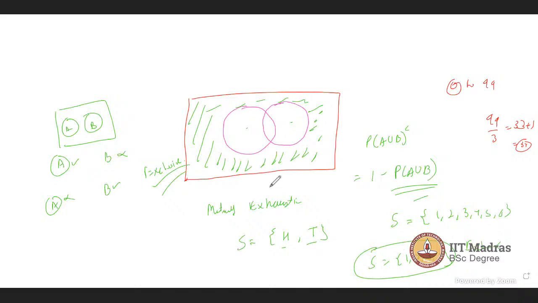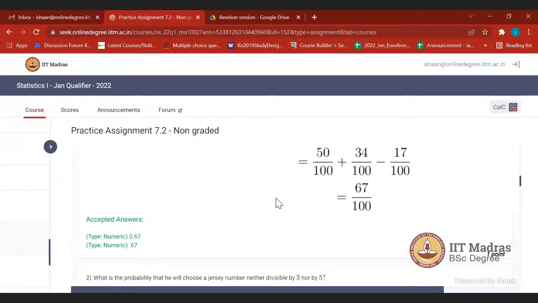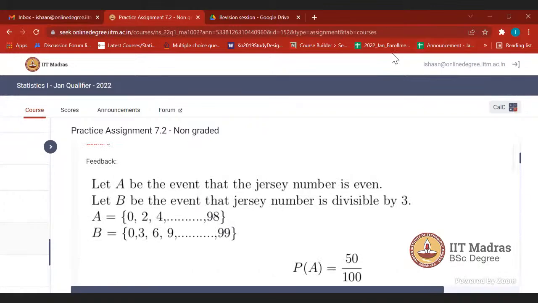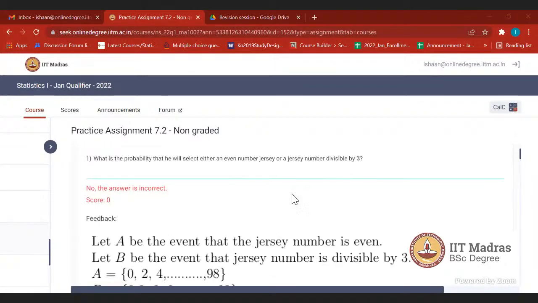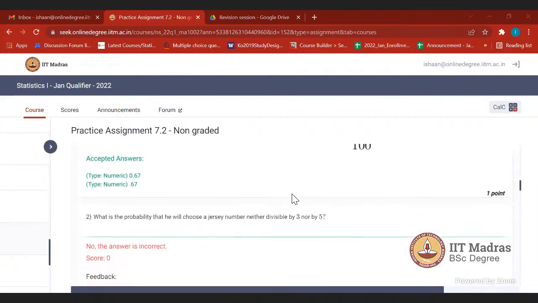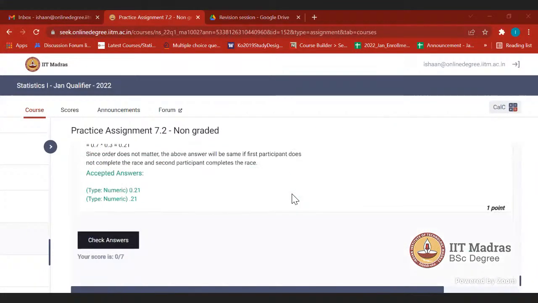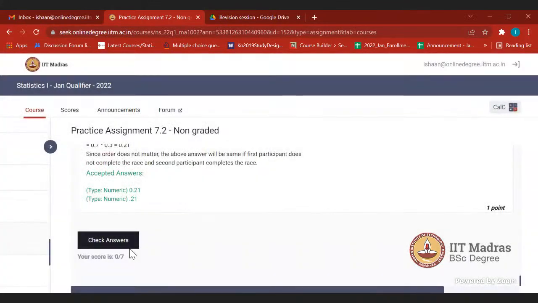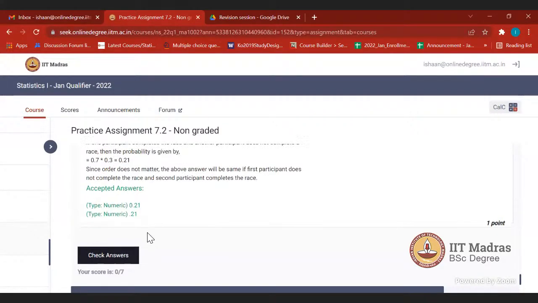About the doubt I asked for the Jersey question, the workings and feedback are not visible in my practice assignment. Only the answer was given. Where can I get this answer? Whenever you click on check answer, you will get it. It is not in the feedback. After clicking on check answer, you aren't getting it?